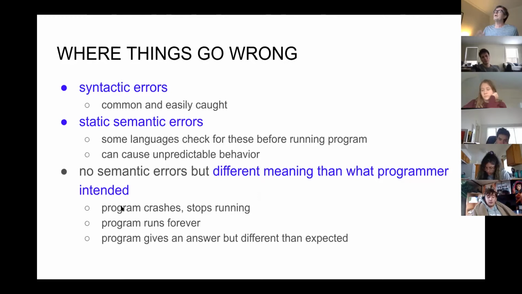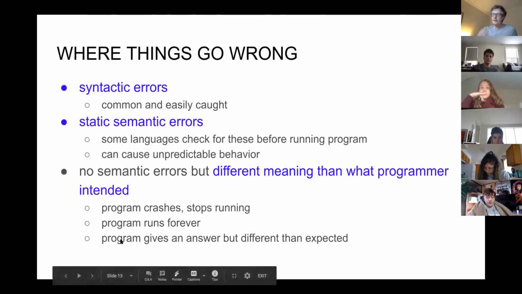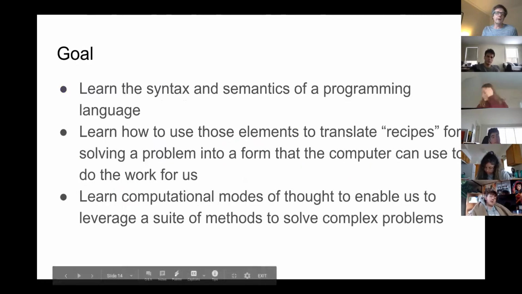Sometimes a program will run and crash. It literally stops because you told it to do things that it's not allowed to do. Or a program could get stuck running forever. We call that an infinite loop. Or a program could give an answer that's not what was expected, right? It gives the wrong answer.